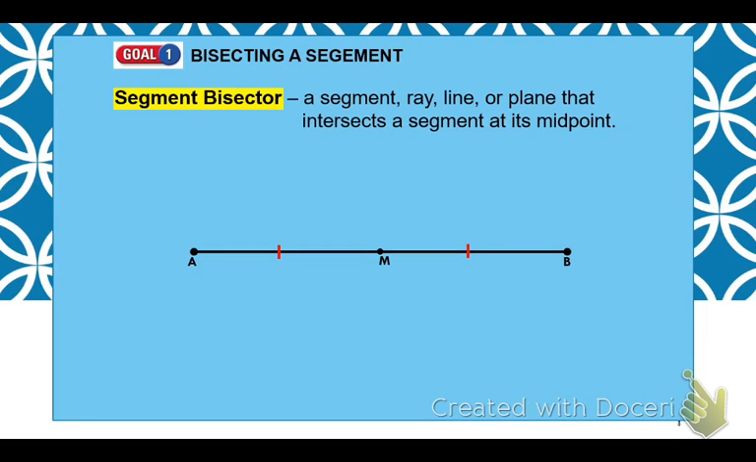All right, segment bisector. This is where we're going to talk a bit. You can write this entire definition as it is. A segment, ray, line, or plane that intersects a segment at its midpoint. And we'll talk about it.